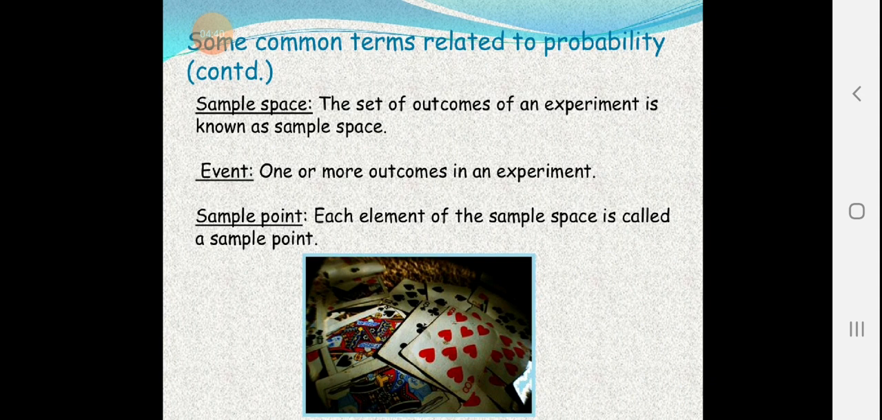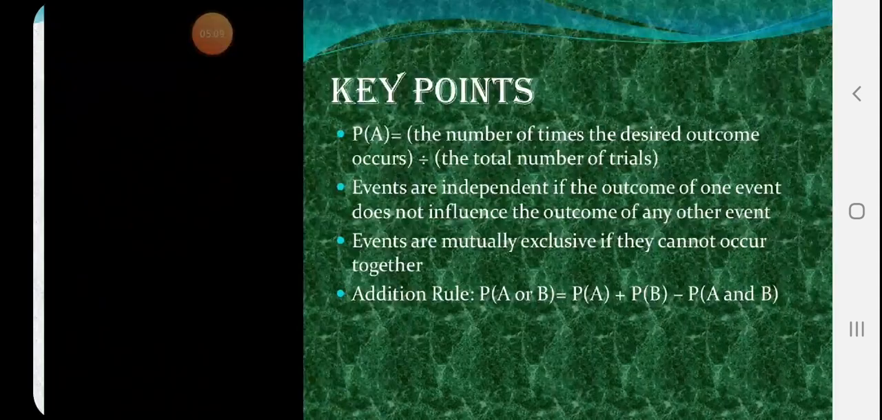Now, some common terms related to probability, we will see some more. Sample space: the set of outcomes of an experiment is known as the sample space. So, the possibilities will come in the sample space. Event: one or more outcomes of the experiment is called an event. Sample point: each element of the sample space is called a sample point.